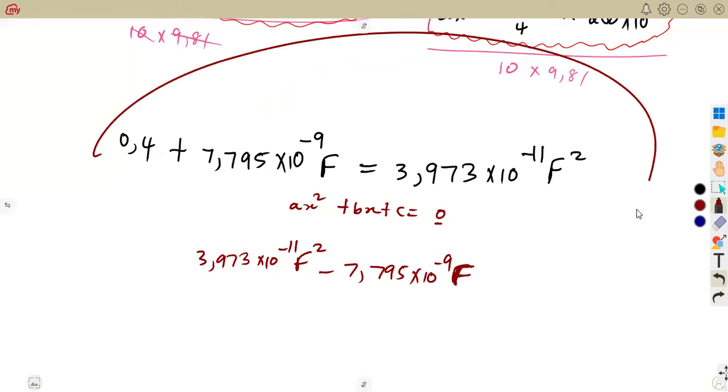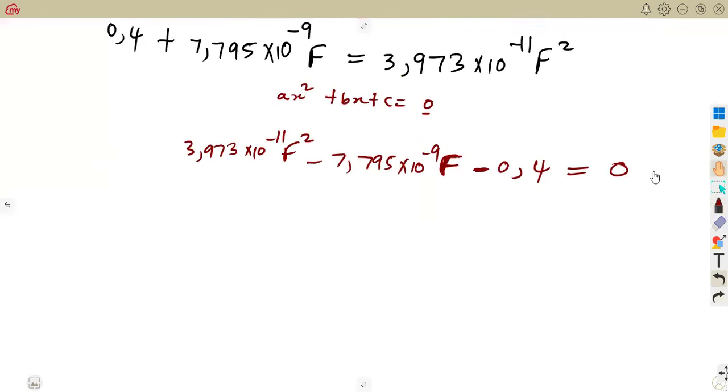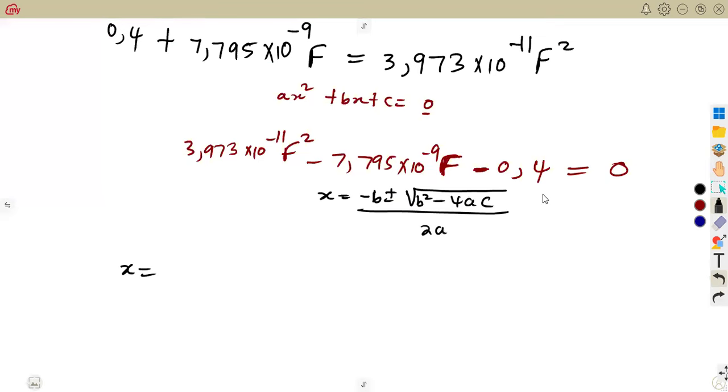We take the 0,4 to that side, so it will be minus 0,4, which is equal to 0. So with this, we have got a normal quadratic equation. You can simply use the quadratic formula. Remember, x is equal to what? From our quadratic formula, x is equal to -b plus or minus the square root of b squared minus 4ac, all over 2a, from our mathematics.